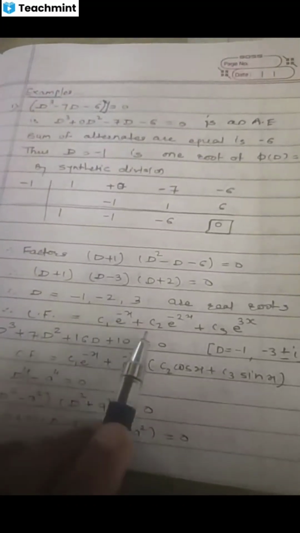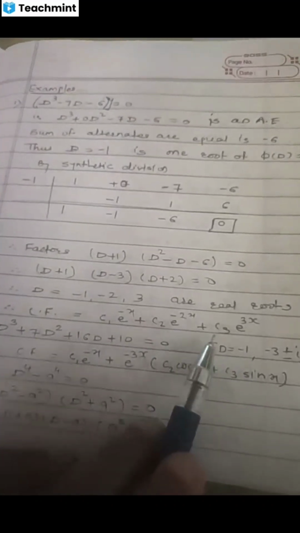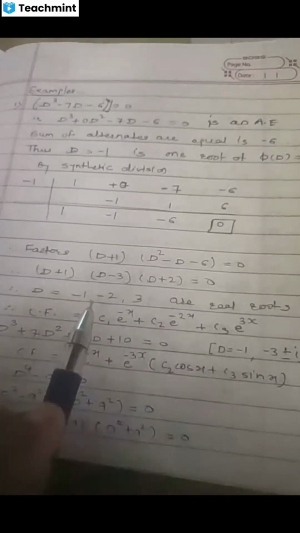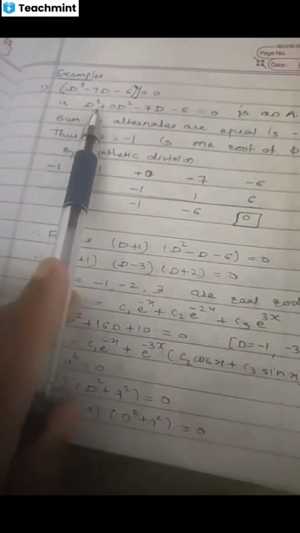So its complementary function is c1 e raised to minus x plus c2 e raised to minus 2x plus c3 e raised to 3x. For every factor you write a separate term because they all are real numbers and they are different, distinct. So there are 3 different terms. Now the order of the differential equation is 3 because this auxiliary equation is of degree 3. It means the differential equation is of order 3.